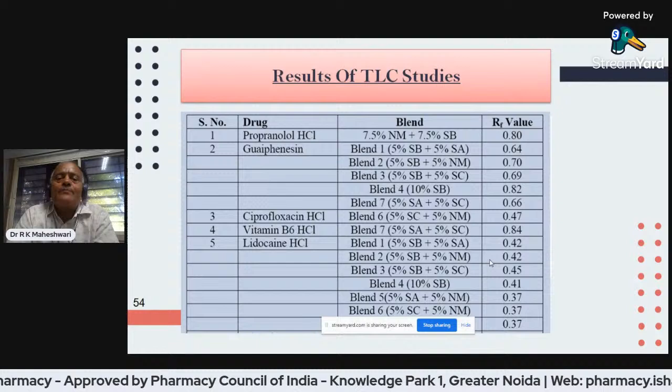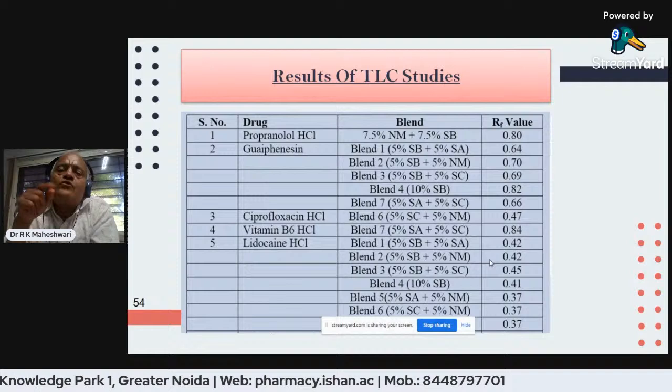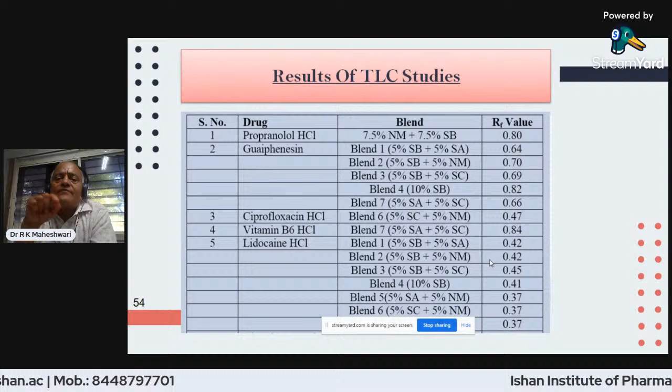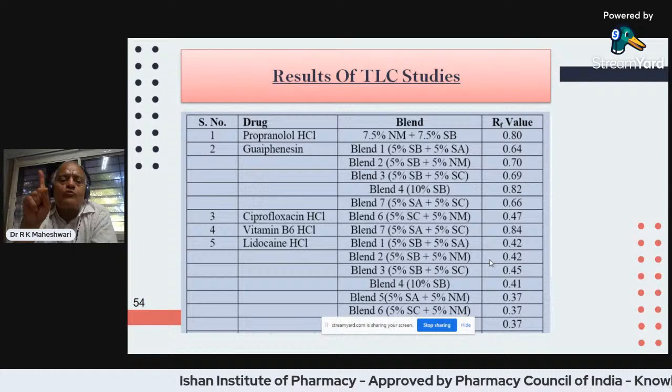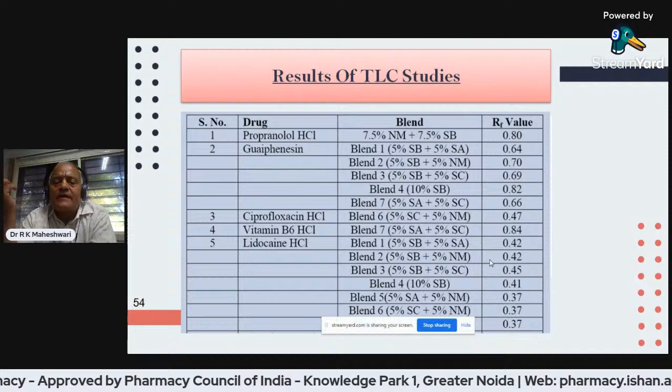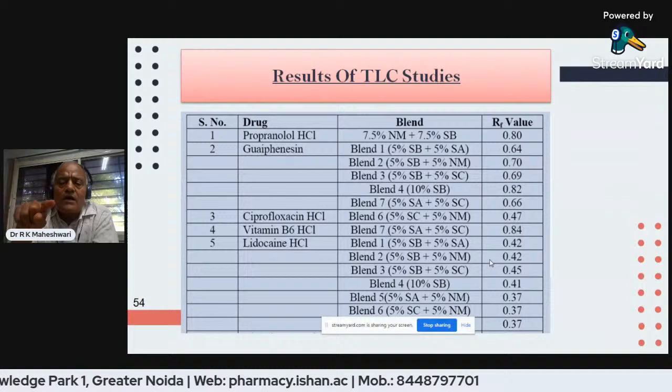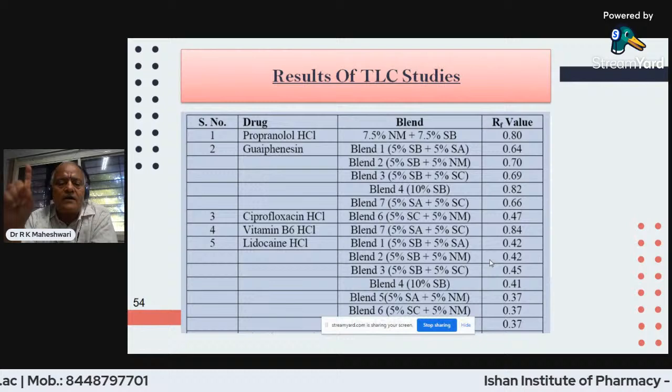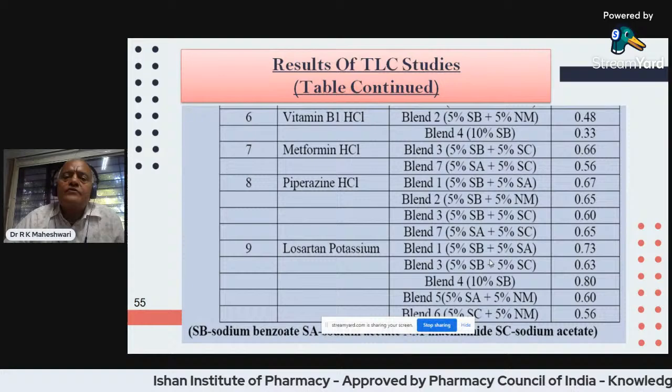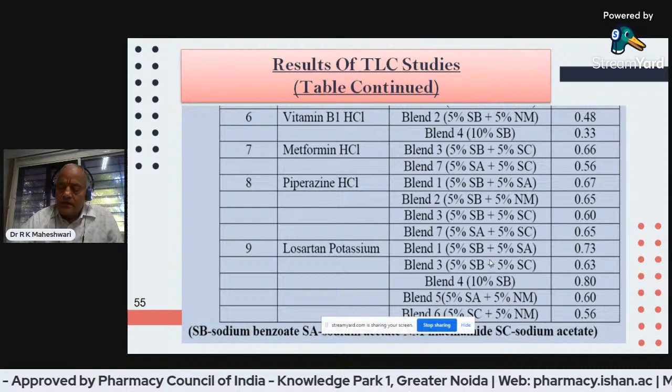I told students to select only those mobile phases which gave a clear spot without tailing effect. Clear means without tailing effect. So out of those, they have been selected. For example, out of 8 blends, only 1 blend was good for propranolol hydrochloride. That was 7.5% niacinamide and 7.5% sodium benzoate. In case of guaifenesin, out of 8 blends, only blends 1, 2, 3, 4, and 7 were found good without tailing effect. In case of ciprofloxacin, only 1; lidocaine, 1, 2, 3, like this. So in this way, you are seeing that without the use of any organic solvent, you are able to perform thin layer chromatography.